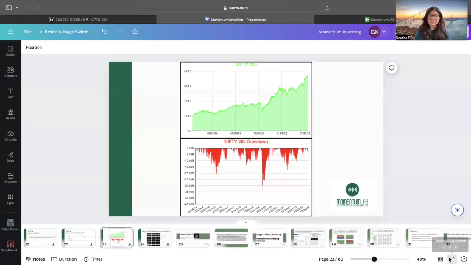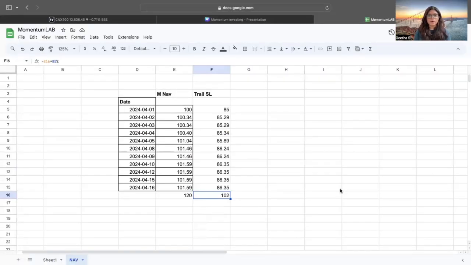Let me also show you this in a Google sheet, which will make it easy for you to understand how to calculate when your exit point is. Again, this is an example that I have picked up from my own portfolio, which has been running from the 1st of April and is being built publicly along with my colleagues. This is a snippet from 1st to 16th of April.